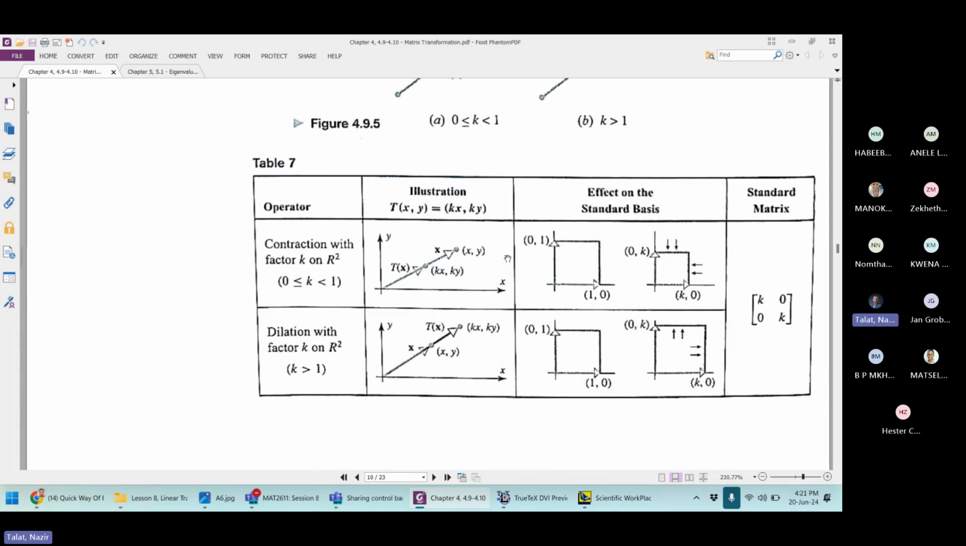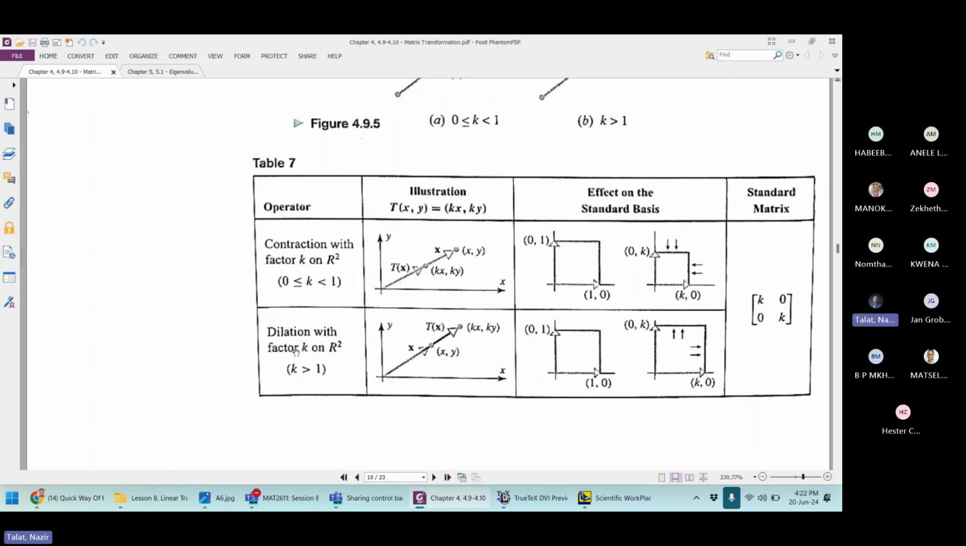There are some other important forms of transformations or operators. One is called contraction. If you take T of (x, y) equal to (kx, ky), where k is strictly less than 1, then if you have a vector from 0 to (x, y), whenever k is strictly less than 1 it gives us (kx, ky). The vector will be shrunk.